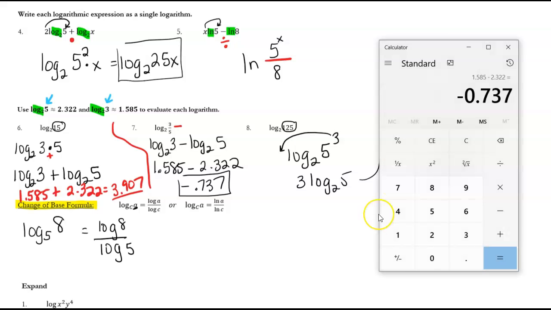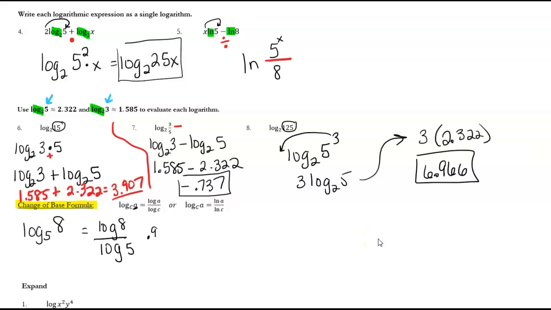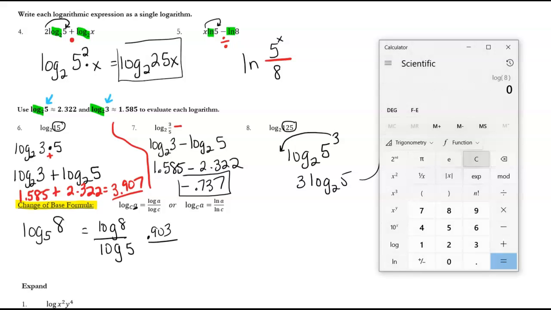I don't think, let's see, maybe I got a scientific. Does it have logs? Oh, there it is. So log of 8. Oh, this is one where you have to go backwards. So 8 log. Okay, so that's 0.903. Let's clear it. And then I have to do 5 log, 0.699.